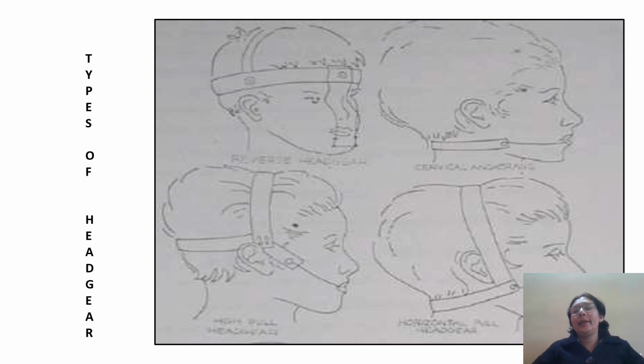This is a reverse pull headgear, the first one, which is used for correcting class 3 malocclusion. Here the support is taken from the nape of the neck, which acts like an anchor unit. This is a cervical pull headgear used for horizontal growers. This is a high pull headgear where support is taken from the occipital and the parietal region, used for vertical growers. This is an intermediate, or combined pull, headgear where support is taken both from the parietal and the cervical portion of the neck.